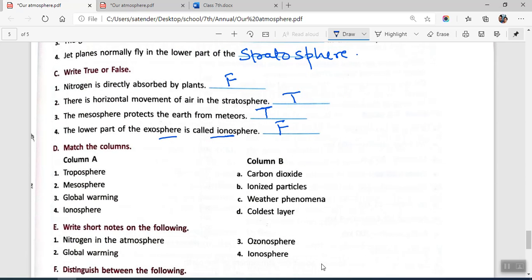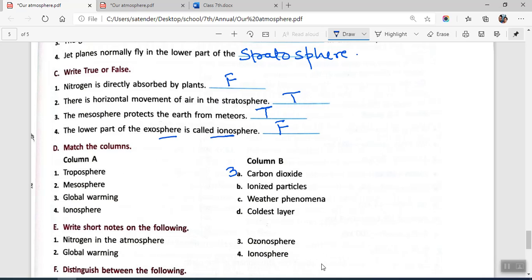Okay, section D, match the columns. First we have troposphere. Let us compare the other ones also. Global warming is related to carbon dioxide, that is increased amount of greenhouse gas effect. So this will be 3.